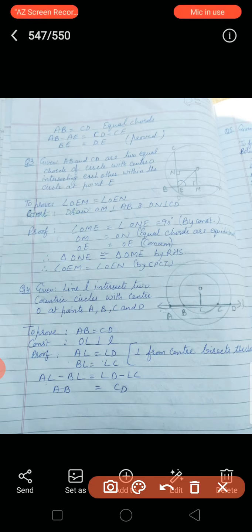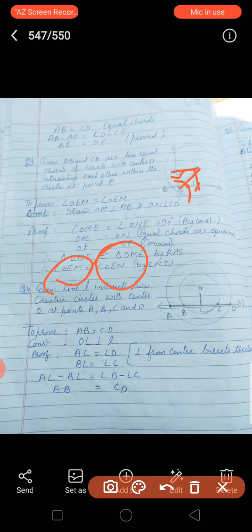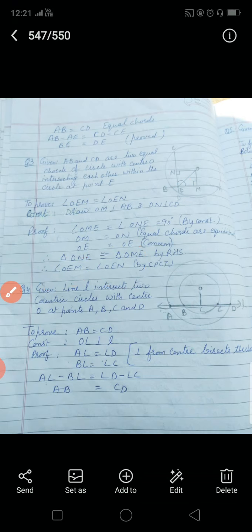How we can show the triangles congruent? We need three parts to be equal. So we know that OM equal to ON because equal chords are equidistant from the center. OE is the common, and this is 90 degree, you know. So you can use RHS rule of congruency and they become congruent. Now by CPCT you can say that both these two angles, OEM and OEN, are equal. So this is what we have to prove.